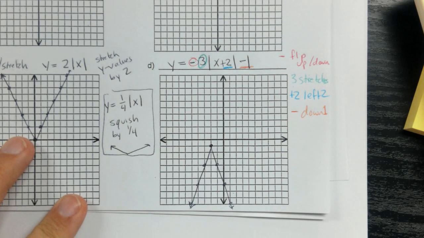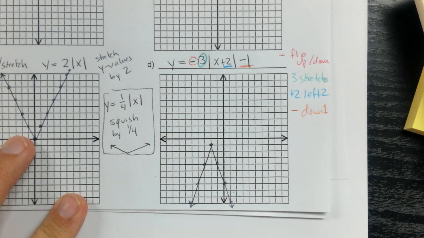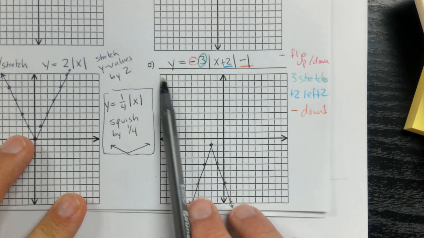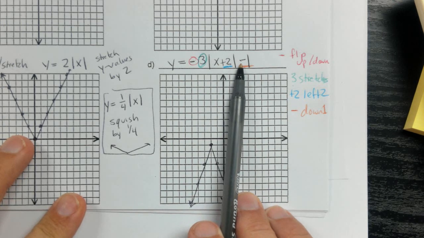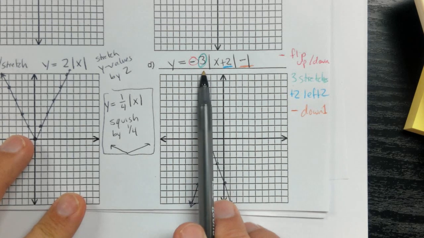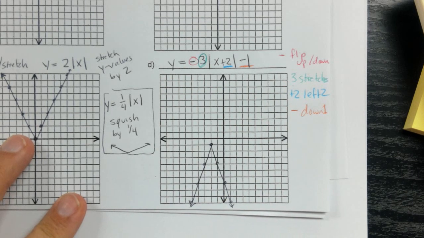In some sense, that's as hard as we can make it, because that had all of the changes we could do. We flipped it, we stretched it, we moved it left and right, we moved it up and down.